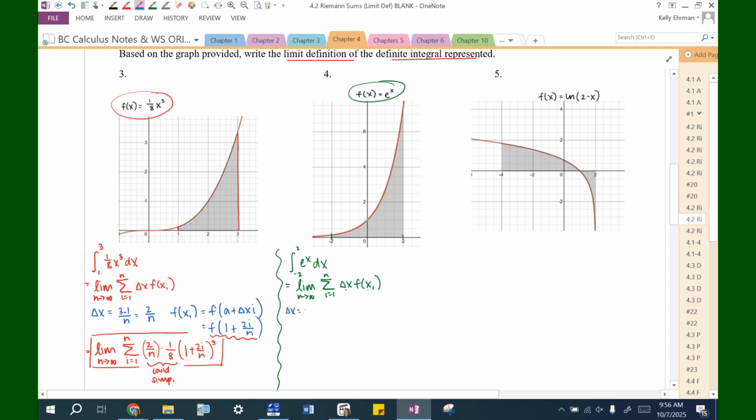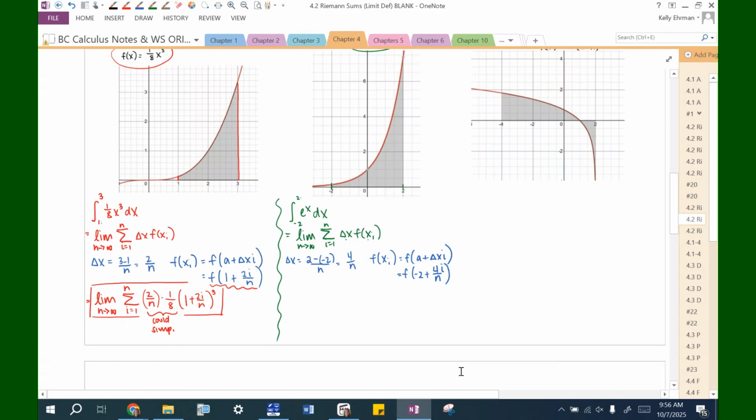So delta x should be easy. It's always b minus a, so 2 minus negative 2, that matters, over n. That's actually 2 plus 2, so 4 over n is our delta x. F of x sub i is always f of a plus delta x times i. So a in this problem is negative 2, so f of negative 2 plus 4 over n times i, or 4i over n. i is not an imaginary number, by the way. We're talking about just a subscript. Sometimes we'll see k, but it's usually i or k as the constant there.